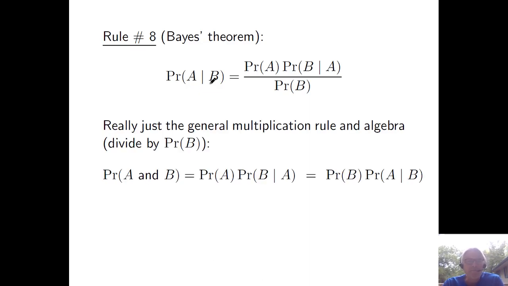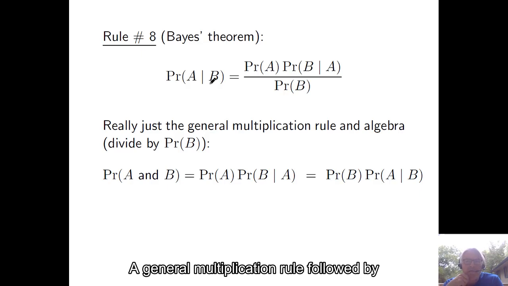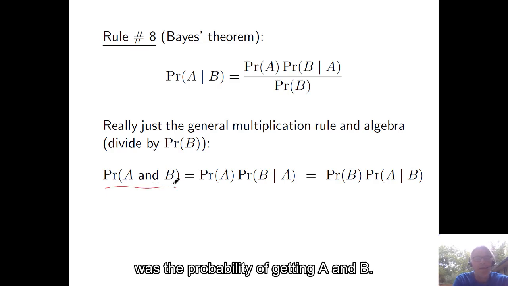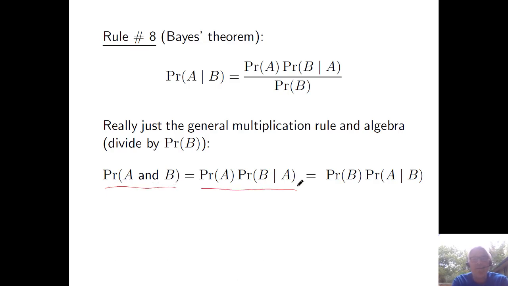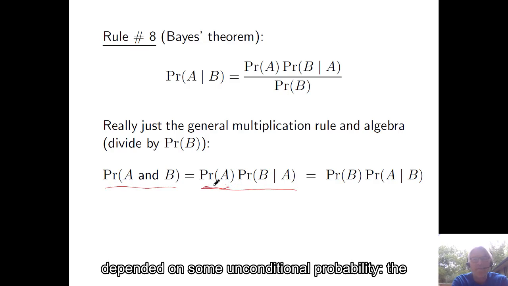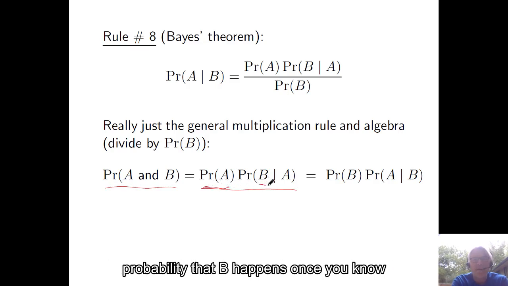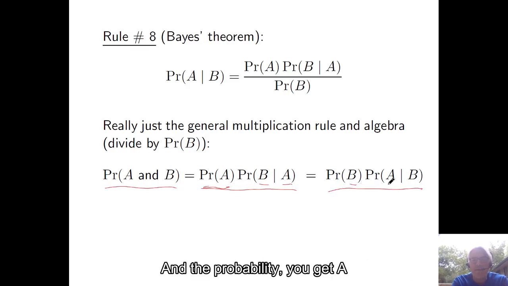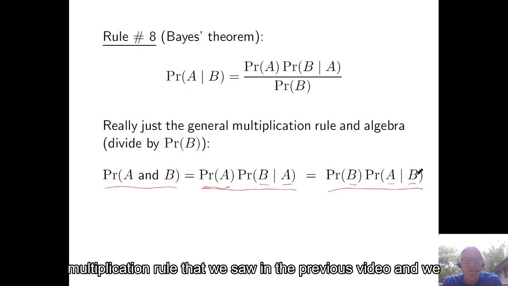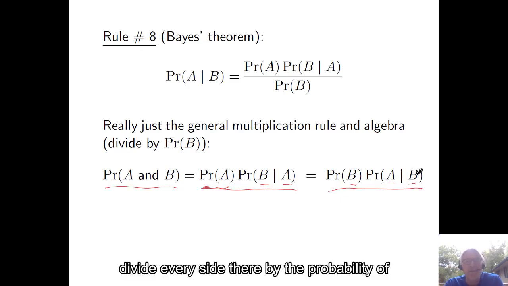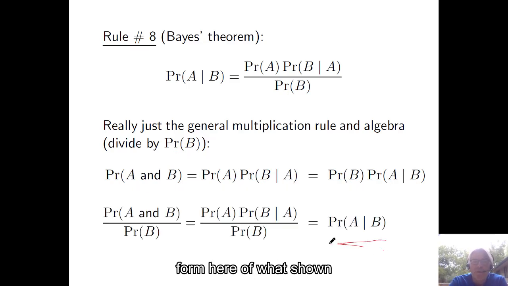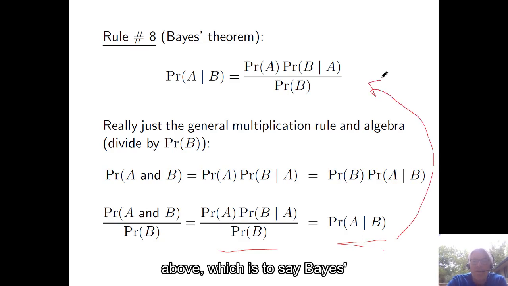It's really just the general multiplication rule followed by some algebra. If you remember the general multiplication rule, the probability of getting A and B could be expressed as the unconditional probability of A multiplied by the probability that B happens once you know that A has happened. Or you could do it the other way around: the probability of B and the probability you get A given that you have B. If we look at the general multiplication rule from the previous video and divide every side by the probability of B, what comes out is Bayes' theorem.